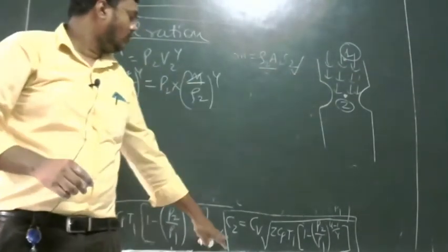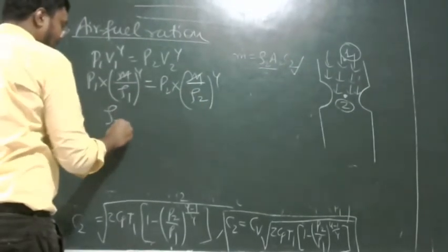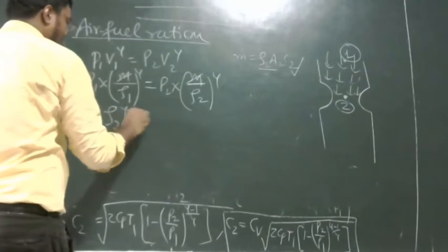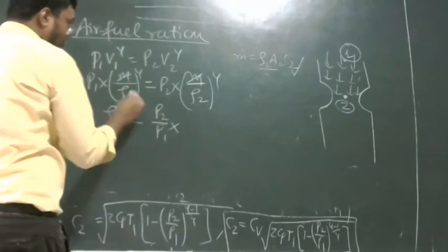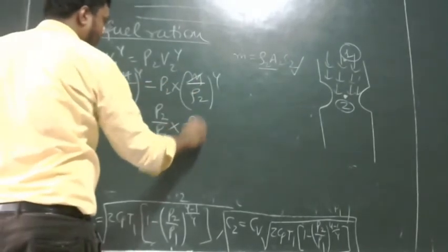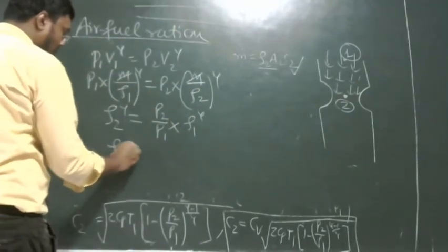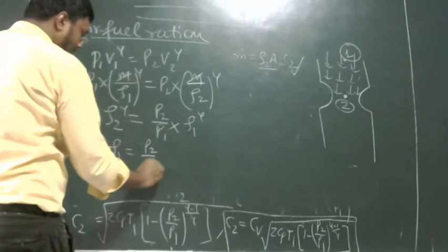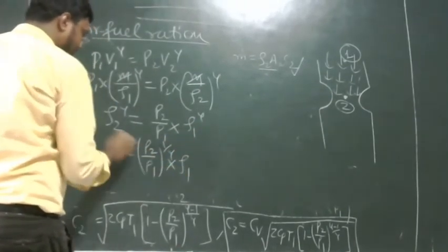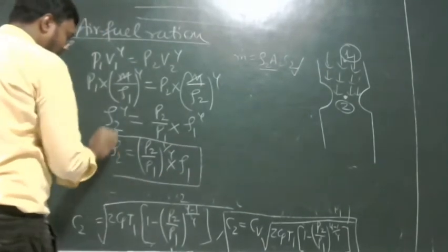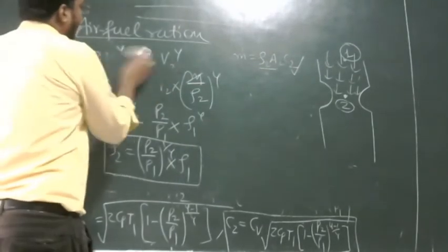Now we need to find the value of rho 2. We have calculated the value of C2. So rho 2 should be equal to, rho 2 comes here, rho 2 to power gamma, we get here P2 by P1, and P1 comes here, and rho 1 to power gamma comes on the upper side. Now transfer this power gamma to the other side, so we get rho 2 is equal to P2 by P1 to the power 1 by gamma into rho 1. So this will be the value of rho 2. Area we need at the outlet. Now find the final value of mass flow rate.